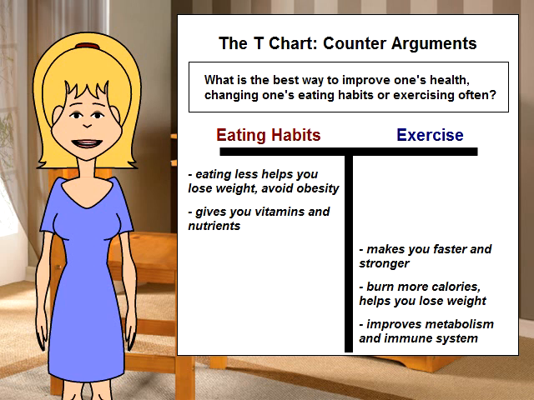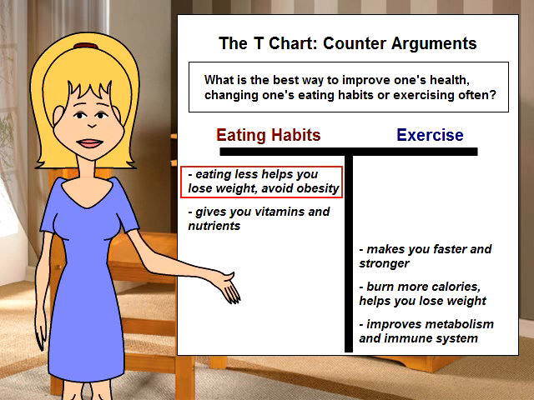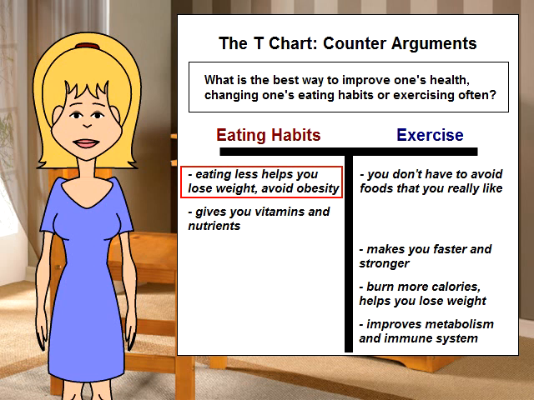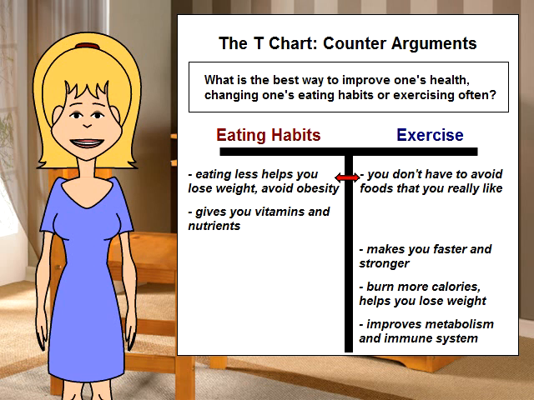The next step is to try to think of counter-arguments. If we can think of counter-arguments against one side, it will make the other side stronger. First, if you are trying to eat less, you might have to give up some foods that you really like. However, with exercising, you might not have to do that. So, that is one counter-argument against eating habits, which supports exercising.